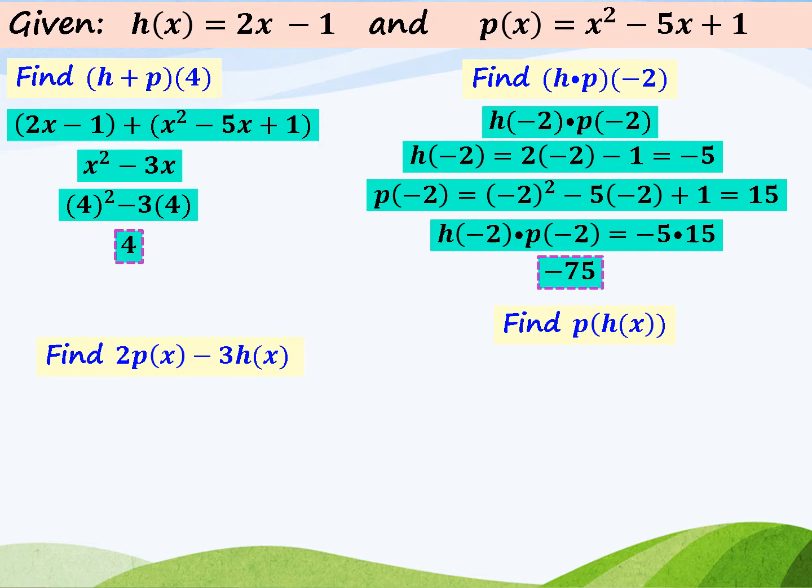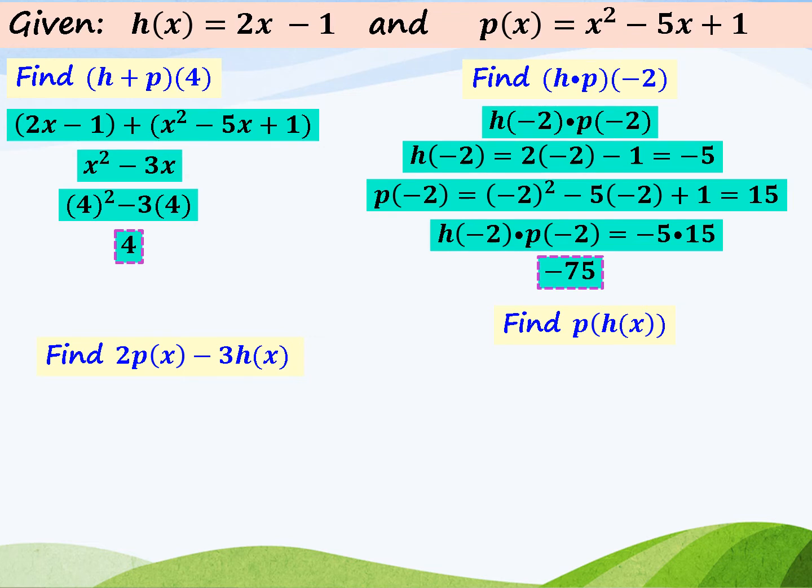Then I simply multiply the two results. So h of negative 2 times p of negative 2 is equivalent to negative 5 times 15, which is negative 75.